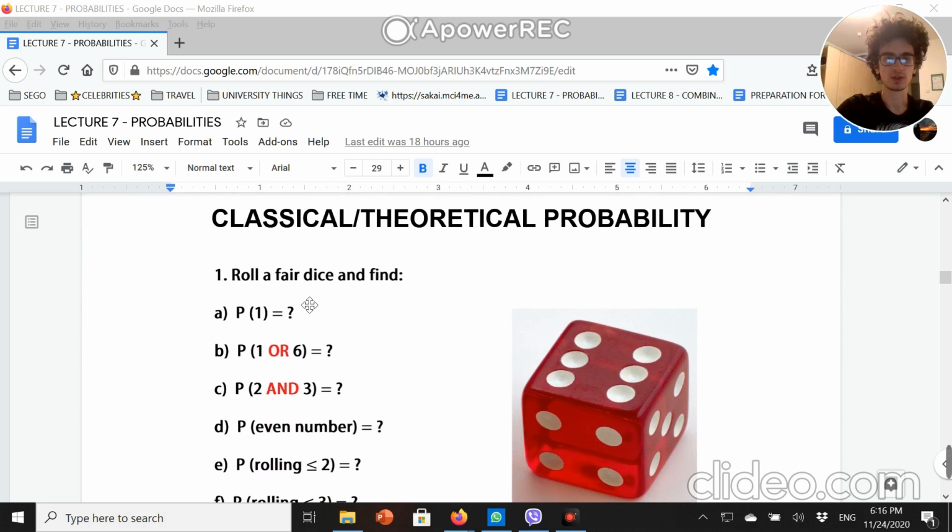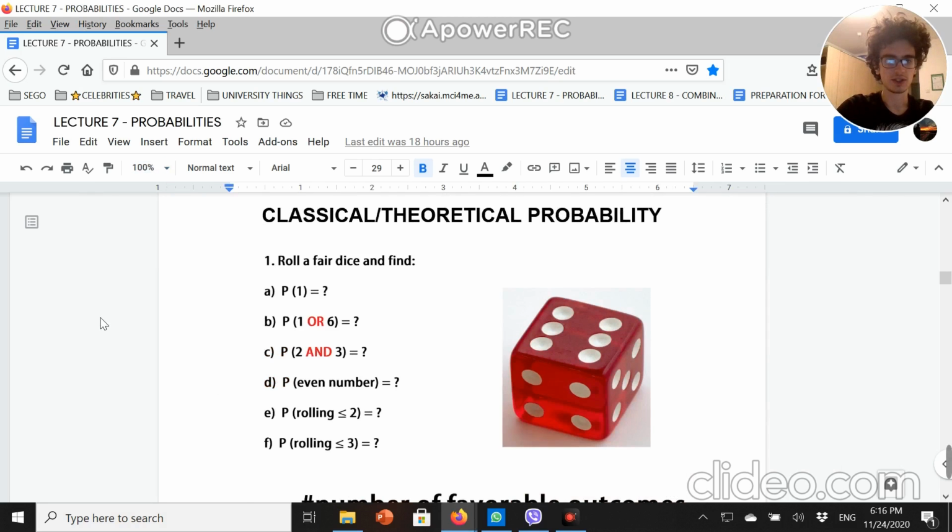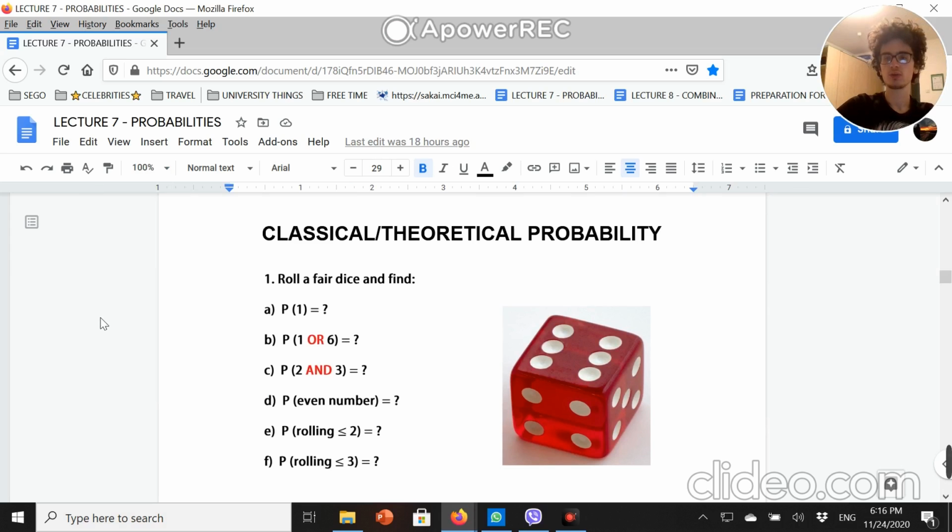So let's start with the classical theoretical probability. Let's say that we roll a fair dice. And what does fair dice mean? It means that there is the same chance that you will get any one number on it. There's no mistake on the dice. So how will we find the probability that we will score 1 when we roll a dice?